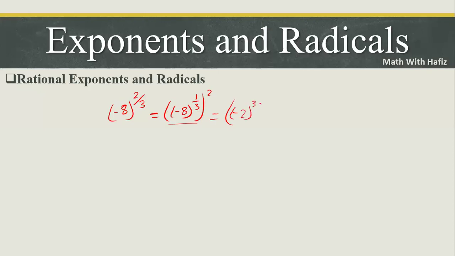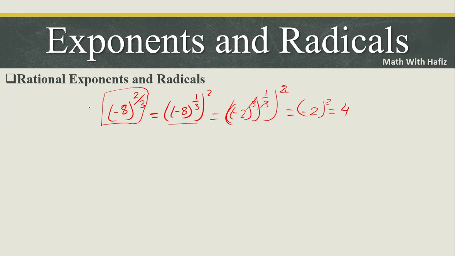2 to the power of 3 is actually negative 8. And if I take its cube root, this will cancel out. We will have negative 2 squared. So negative 2, negative times negative will be positive. It will be 4. And this is the simplified answer of negative 8 to the power of 2 over 3. So I think it is clear.